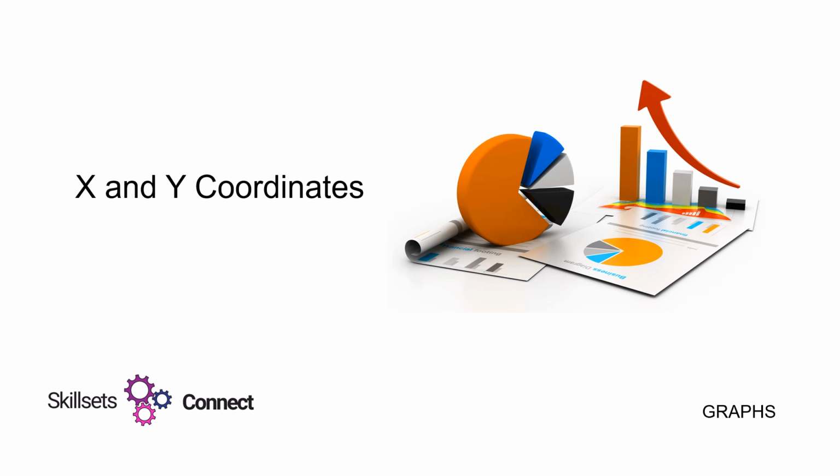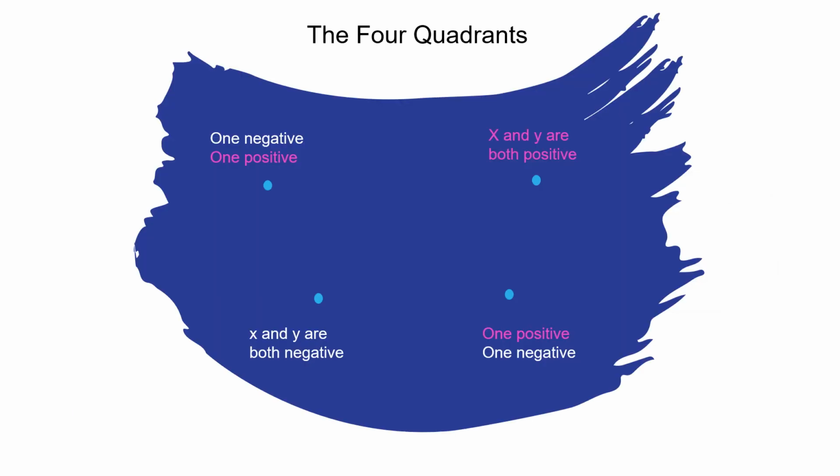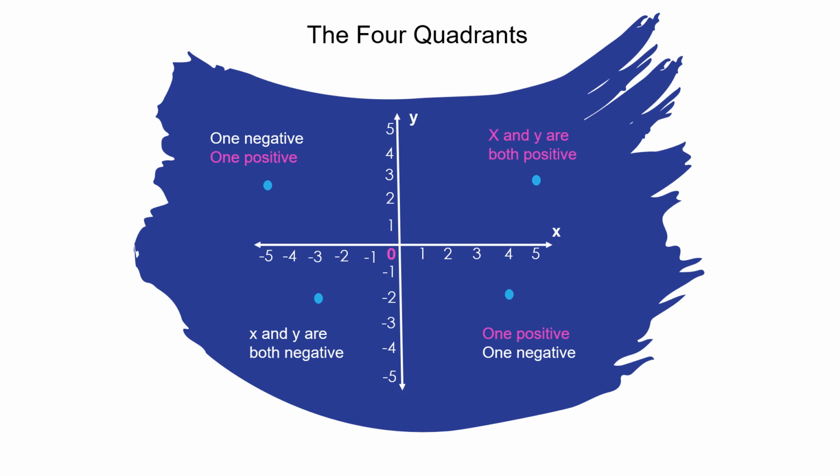Graphs, X and Y coordinates. In maths, graphs are used to visually represent relationships between numbers. And one of the most important things you'll need to understand is how to read coordinates from a graph. Let's break this down step by step, including how to navigate the different regions, how to read coordinates, and how to find special points like the midpoint of a line.